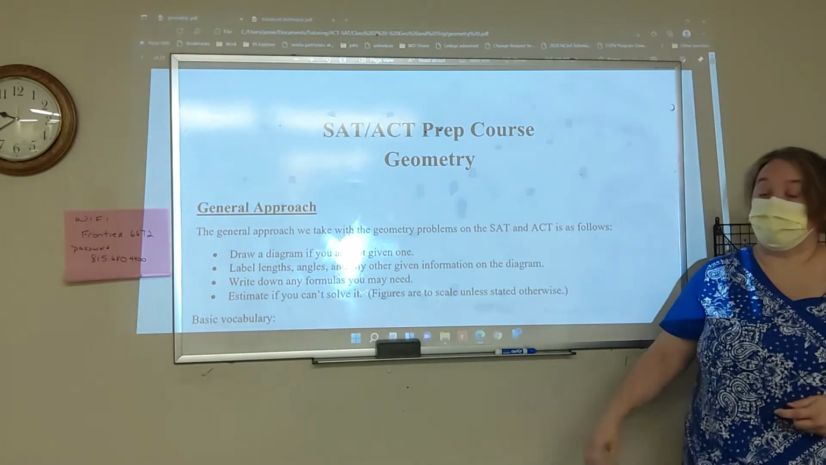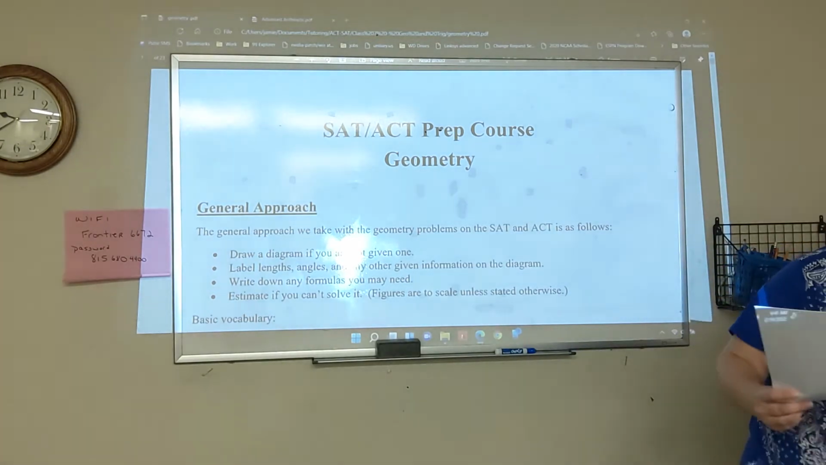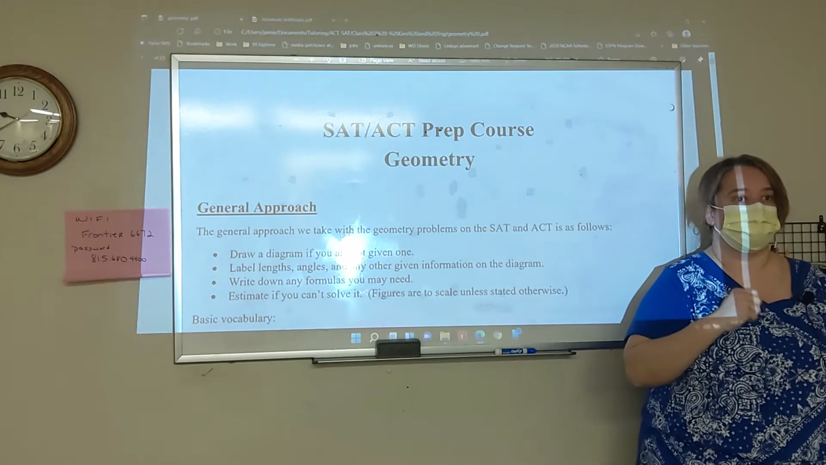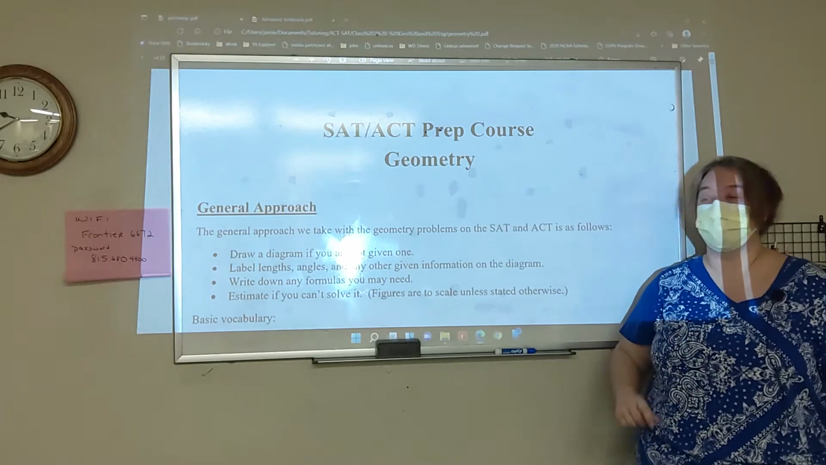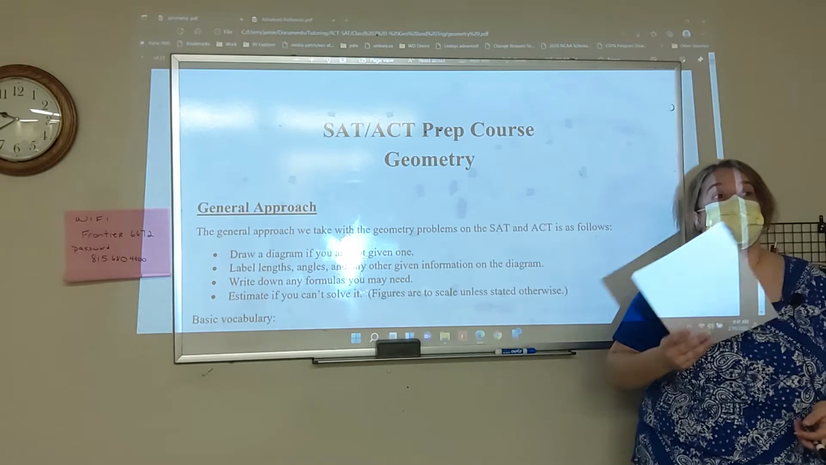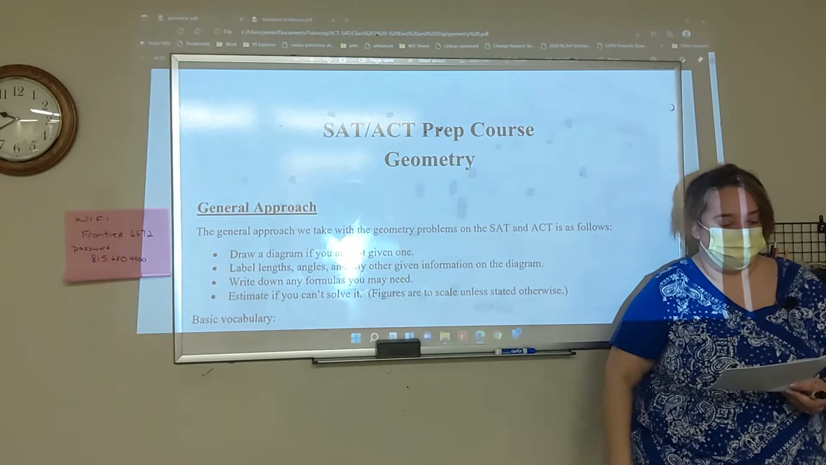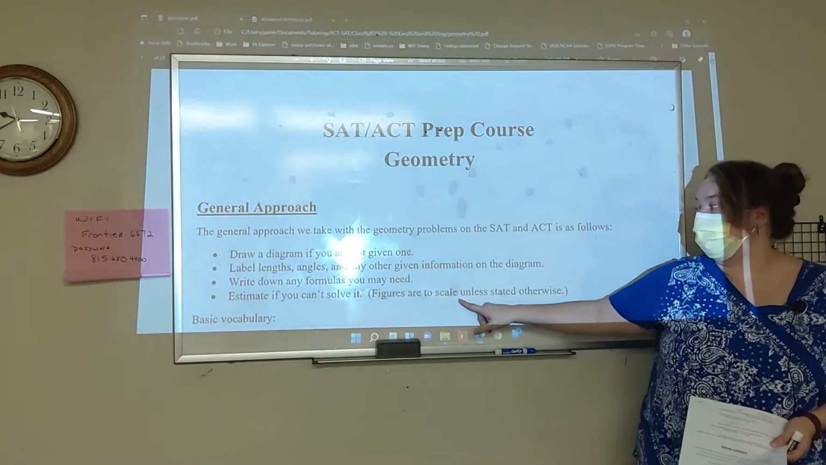All right. Quick few notes on your general approach. So general approach for geometry problems. Pictures are wonderful things in geometry problems, guys, okay? Geometry problems are visual. So if you're not given a diagram, draw one, okay? Make sure you label your diagrams. Whether they're your diagrams or their diagrams, label them. Anything that's given in the problem, write it down. Write down your formulas you're going to need. And then estimate if you can't solve it.